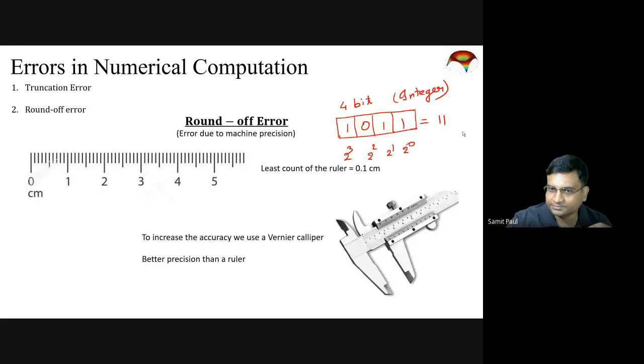Have you understood? Therefore, there is a precision in the computer also. You cannot have infinitesimal or 100% accuracy. So due to that, we will have round off error. Somewhere we need to round off.